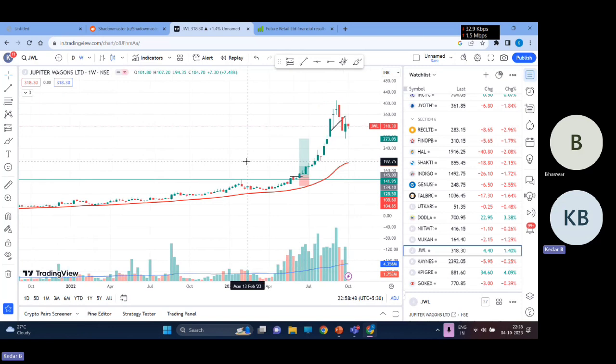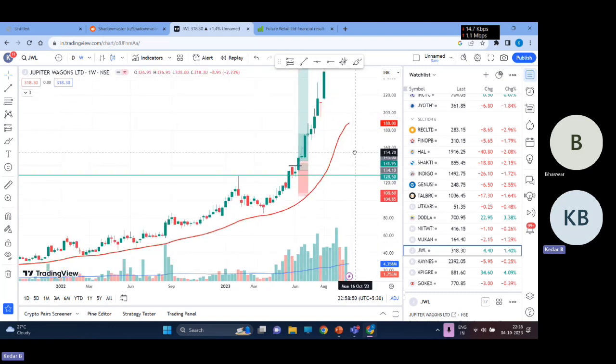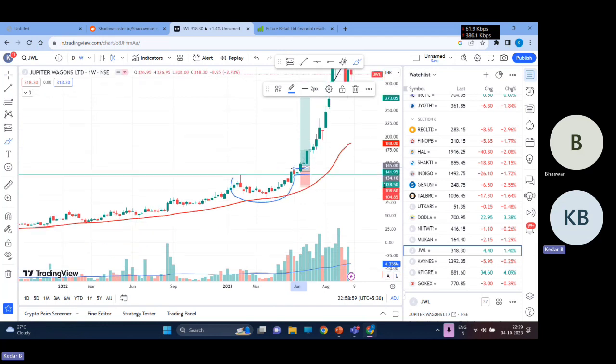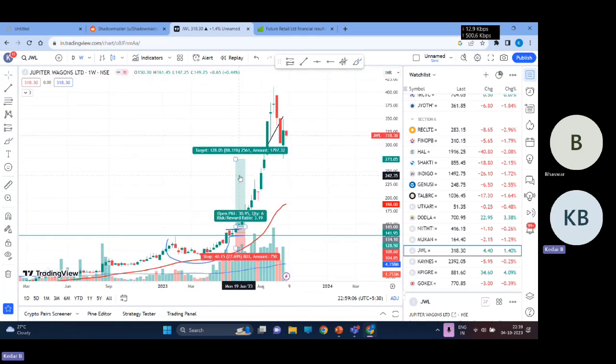Yeah, I'll teach you. This one is, you can say, a cup and handle. The handle broke out and it gave a humongous return. So this one gave a humongous return here. It went up to 180% and now it's down.